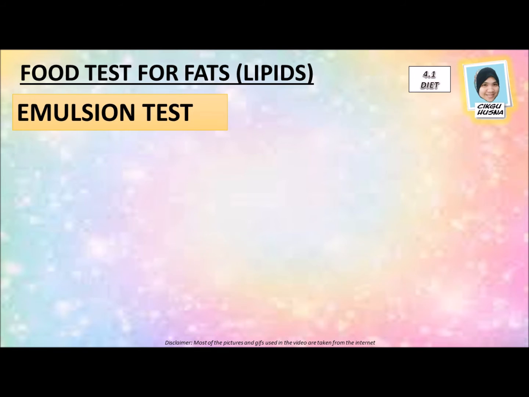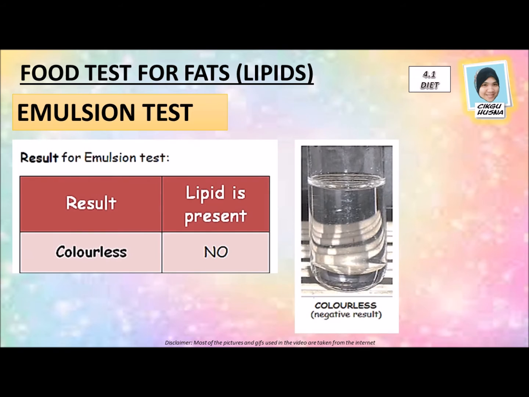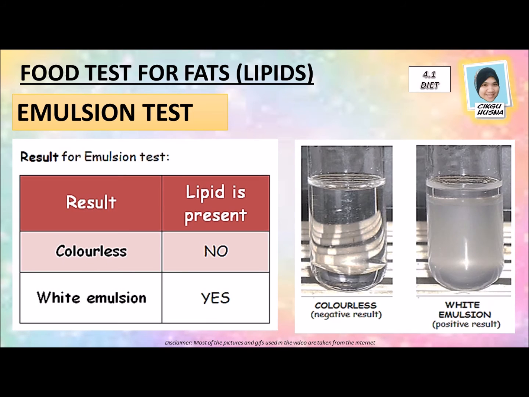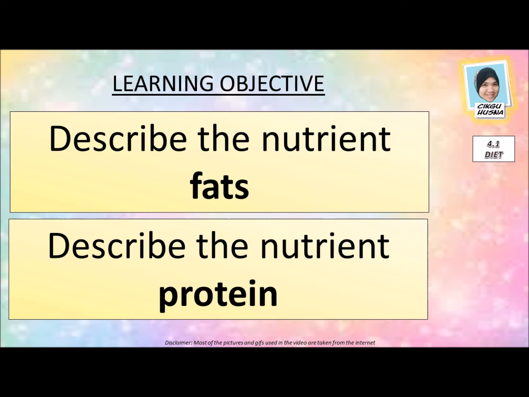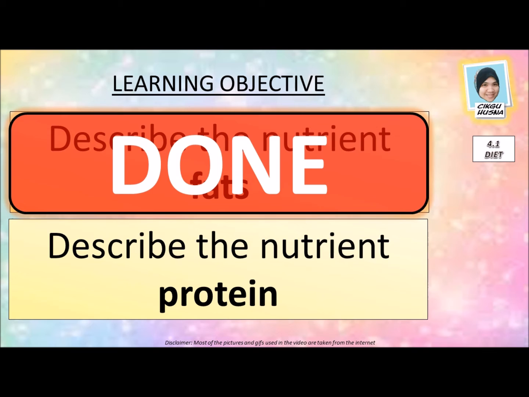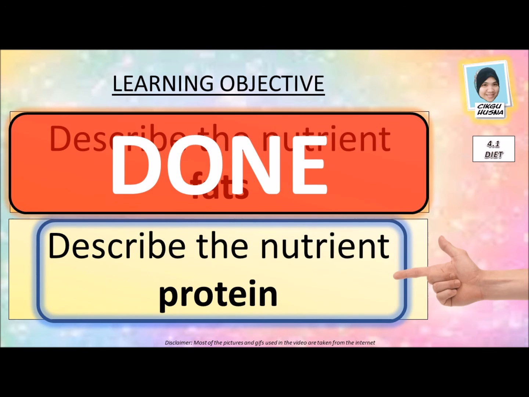So, what is the result from this emulsion test? If the food sample becomes colorless, it means there is no lipid, there are no fats present. However, if it has a white emulsion, it means that there is lipid or fat present. So we have finished on nutrient fat. Let's go to the next one, which is on nutrient protein.